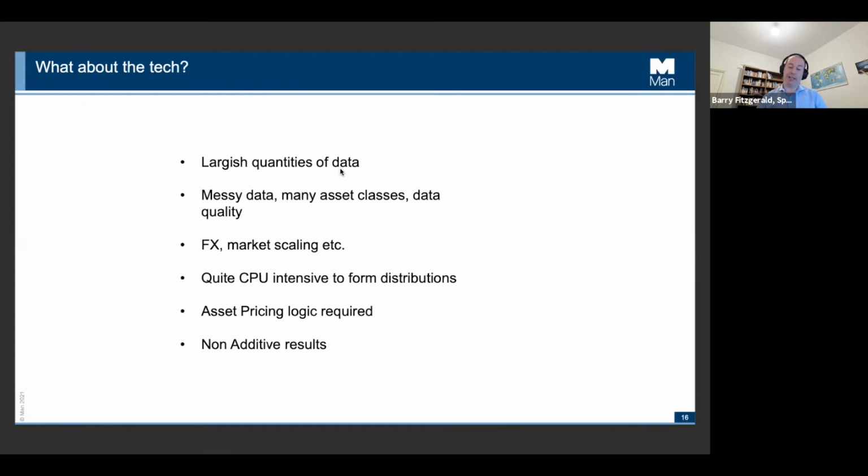And then the last one, the non-additive results. You can't do this at an individual level and just add it up at the end. There are parts of it you can do individually, but the final answer of what my VAR is, you can't do for portions of a portfolio and add it up, because parts of the portfolio might be correlated, they might contribute to each other and so on. So it isn't a typical store it all in a data warehouse and then add it up type problem.